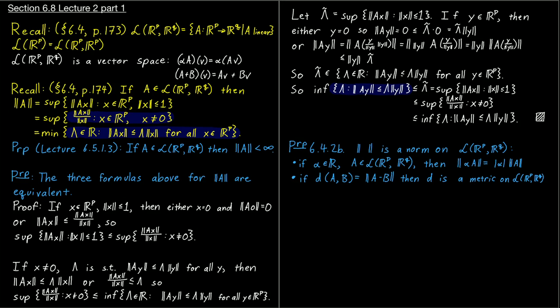The proof of that is left as an exercise, and ideally you would have seen something like this in your linear algebra class. But the point is now we've established that this space of all linear operators is now a metric space, so we can talk about continuity.